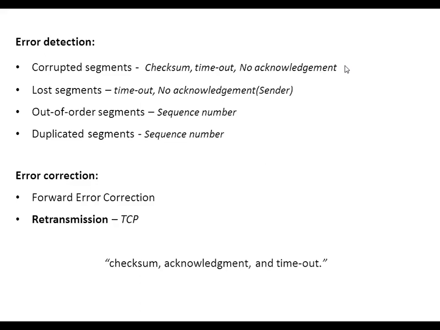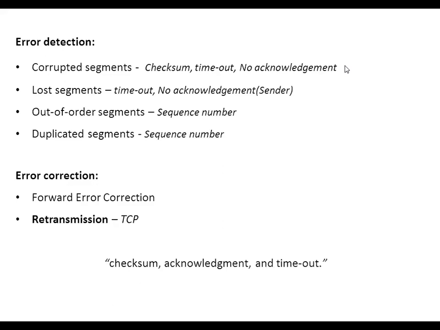The second type of error is lost segment. This will be identified by the sender. That is, the sender will be transmitting a segment and it will be waiting to receive an acknowledgement. And within the timer, if the sender does not receive an acknowledgement, it will understand that the segment was either lost or corrupted in the network.